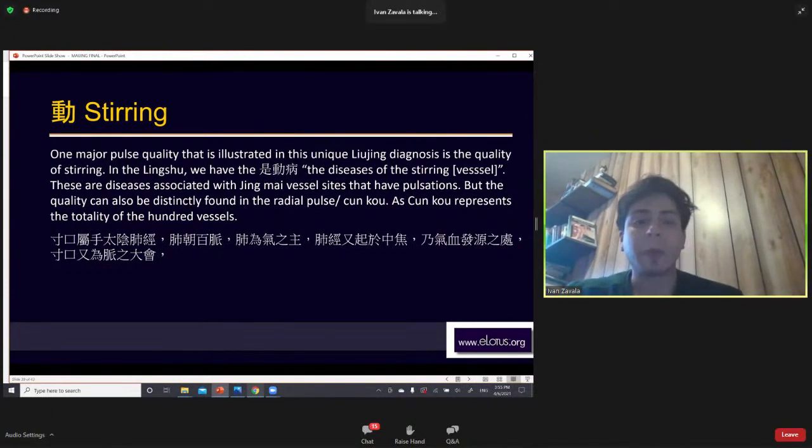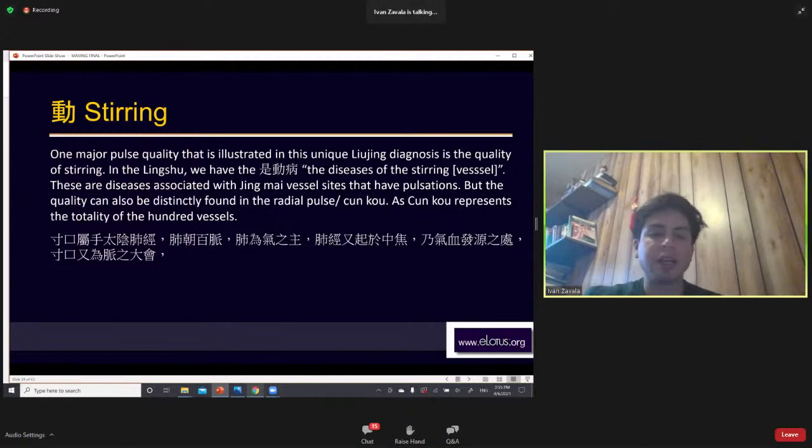Fei chao baimai: the lung faces the 100 vessels, the lung meets the 100 vessels, and the lung is the governor of qi. The lung vessel, the lung channel, also arises from the middle jiao, and it is the place where fa yuan, where qi and blood emerge at the source, right? It's the place of fa yuan, the expression of the yuan, of the source of qi and blood, right?